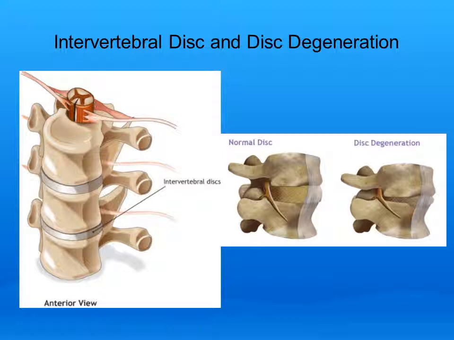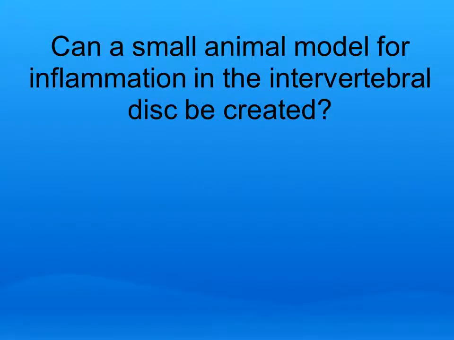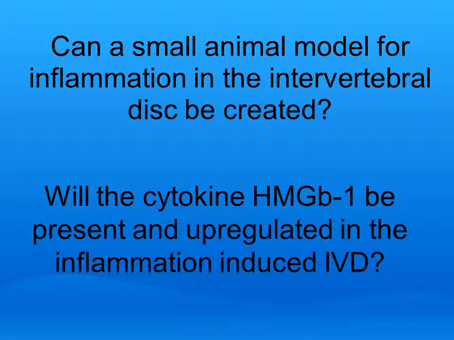The inflammatory cytokine that I studied was high mobility group B1, known as HMGB1, which has been identified as a mediator of inflammation in other parts of the body, but not yet in IBD. The questions I asked were: 1. Can a small animal model for inflammation in the IBD be created? And 2. Will the cytokine HMGB1 be present and upregulated in the inflammation-induced IBD?